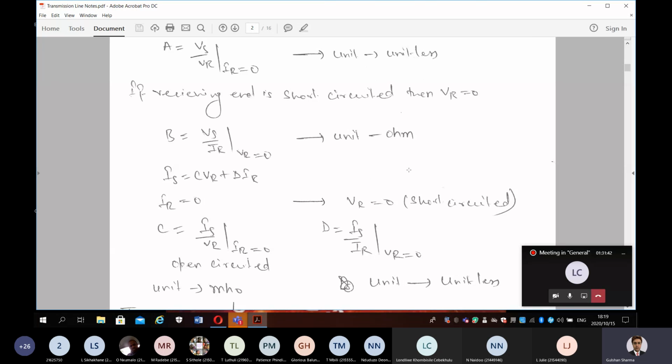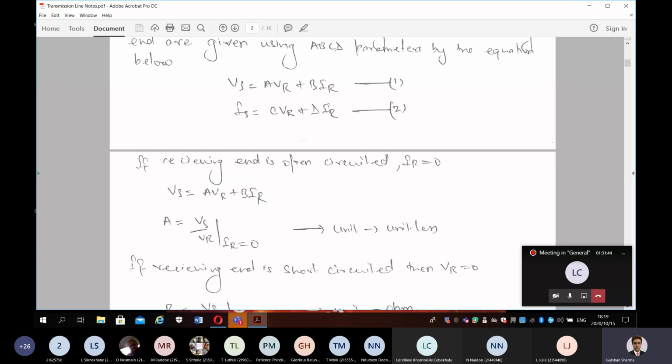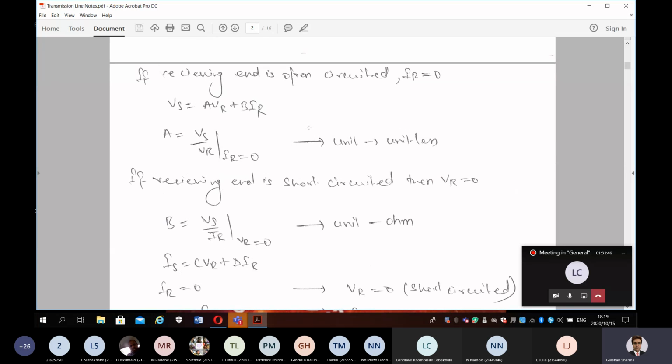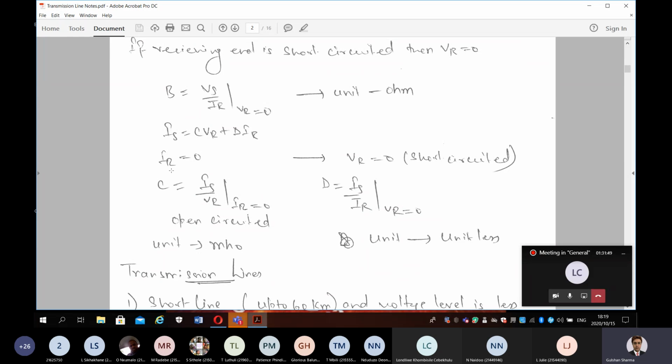Now the same thing can happen to this equation also, IS = C·VR + D·IR, guys. Here if the receiving end IR equals 0, then C equals IS by VR.